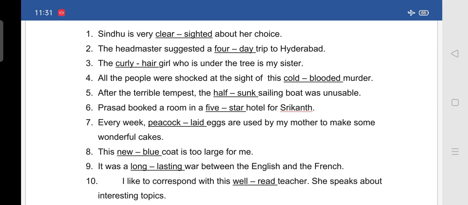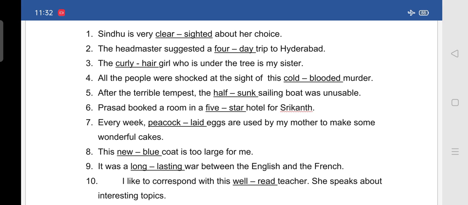Fourth, all the people were shocked at the sight of his cold-blooded murder. So what will you be writing in the fourth blank? Cold-blooded. Fifth, after the terrible tempest, the half-sunk sailing boat was unusable. So what will you be writing here in the blank? Half sunk.